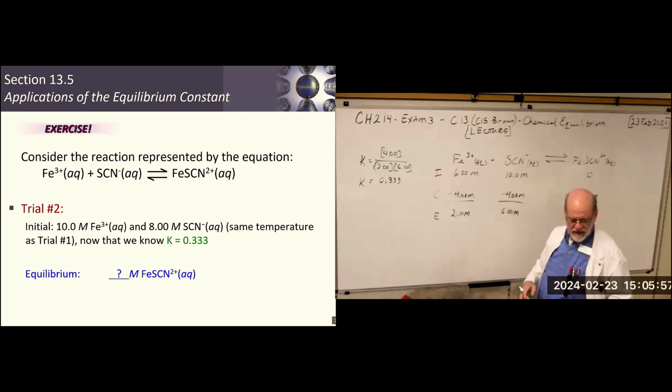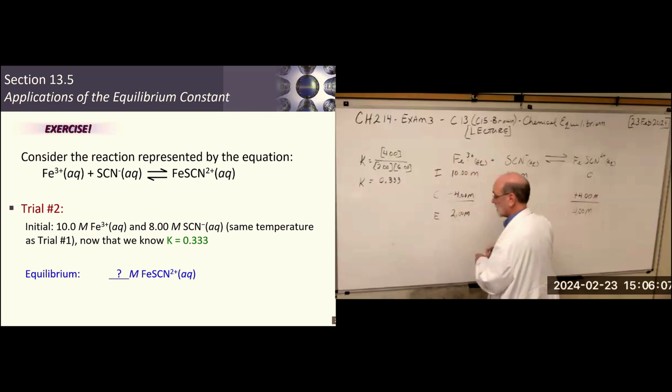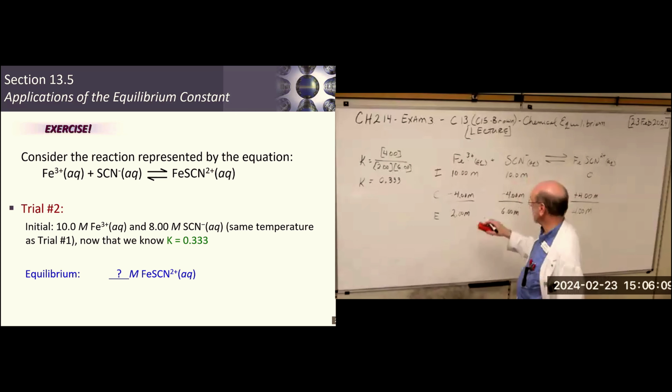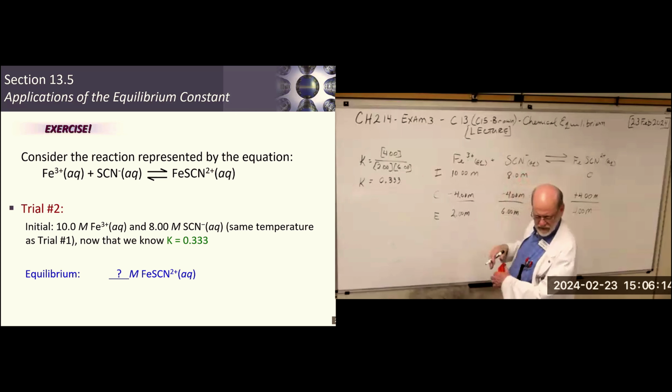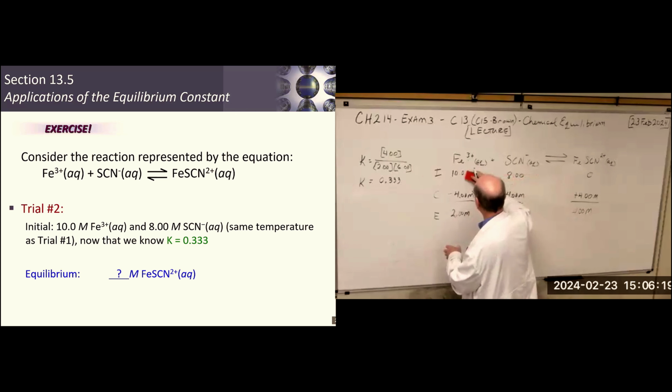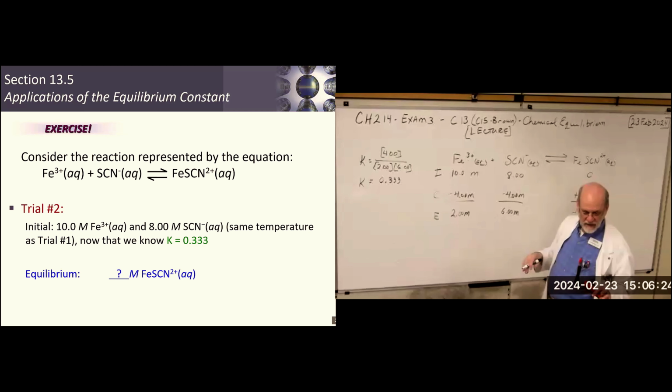All right, suppose we change the initial concentration to 10 molar. Change this one to 10. And thiocyanate to 8. Same temperature. What's the equilibrium concentration of this one? This value down here.